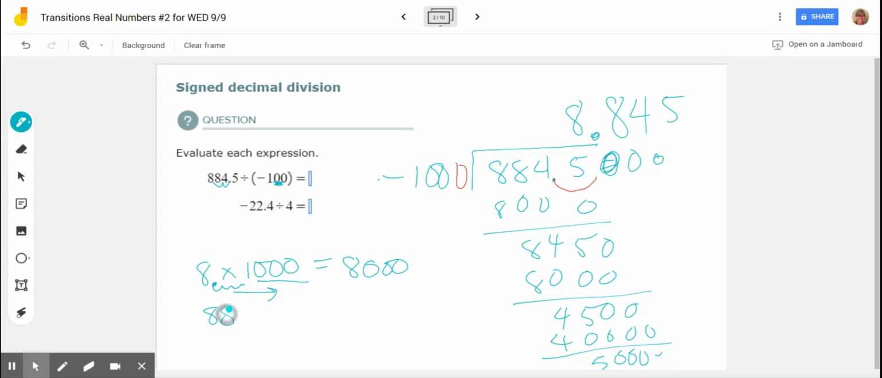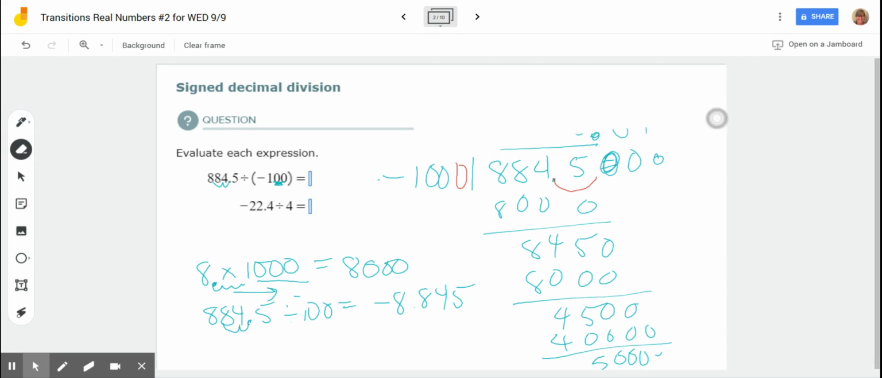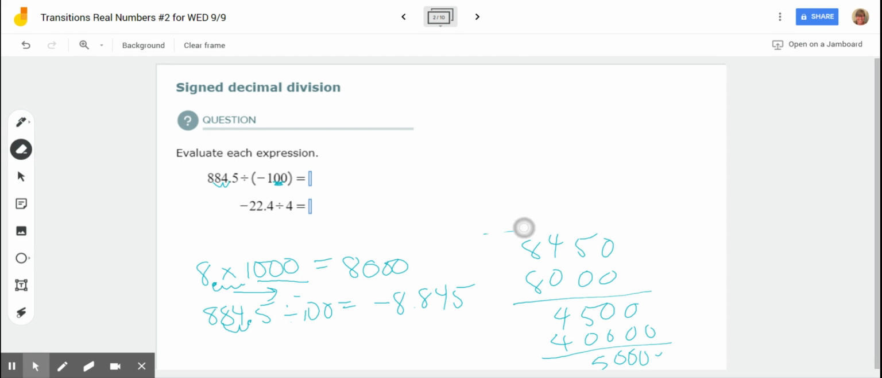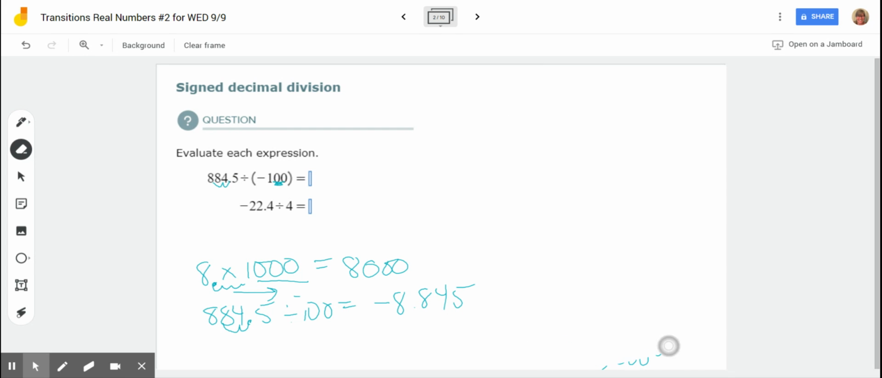So it's 884.5 divided by negative 100, is going to be negative, and you just move it over twice. 8, whoa, gotta look, 8.845. Quick way, quick and easy if you remember. Slow way if you don't remember, you can always just use basic math. Sometimes when people forget the tricks, they forget that basic math actually works.